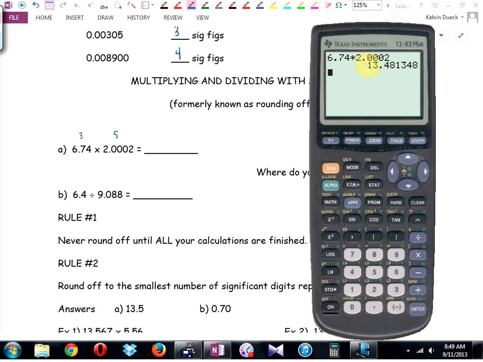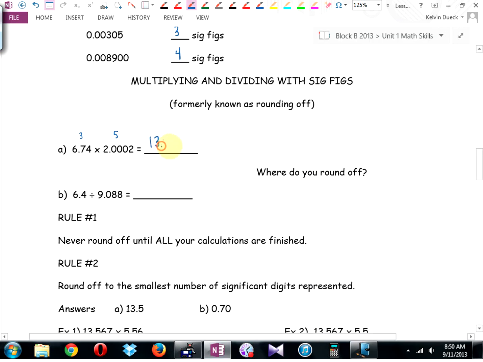I'm going to go 1 sig fig, 2 sig figs, 3 sig figs. I'm going to stop here, except I'm going to look at the next digit to decide, does the 4 stay a 4 or do I round it up? What's next to the 4? Okay, to 3 sig figs, 13.5. I give my answer to the fewest number of sig figs in my data.